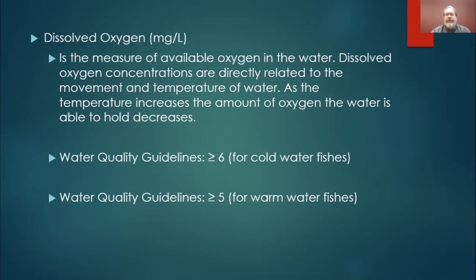Dissolved oxygen. Dissolved oxygen is simply the measurement of available oxygen in water. Dissolved oxygen concentrations are directly related to, of course, the movement. If you have a lot of gradient and there's a lot of rolling of the water, that movement can add additional oxygen in the water, and the temperature of the water. And of course, we know temperature and dissolved oxygen are very closely related because as the temperature increases in the stream and the water, the amount of oxygen the water can hold decreases.